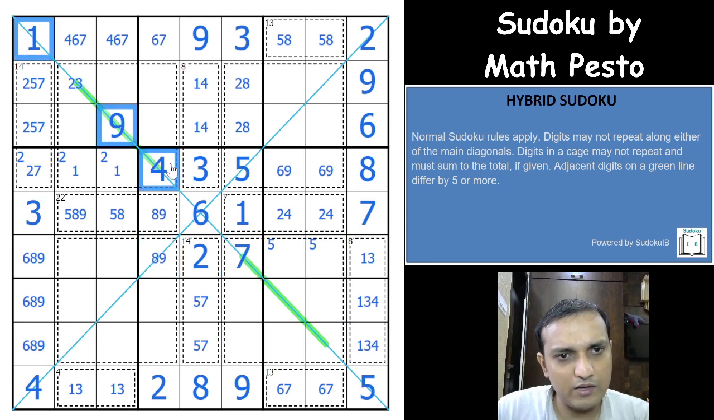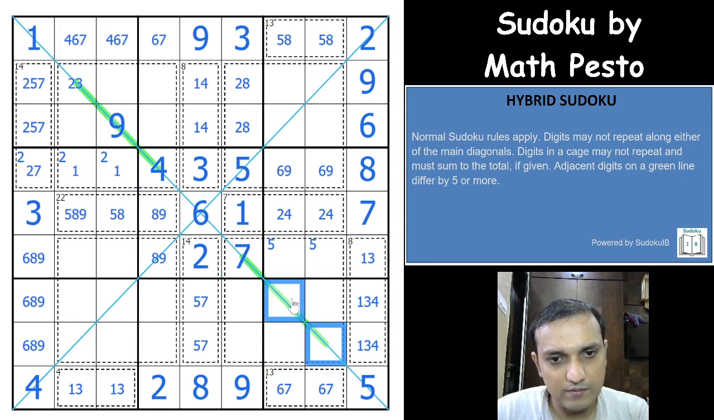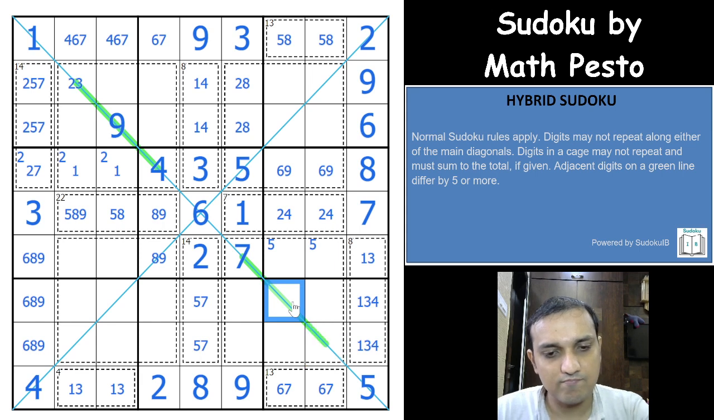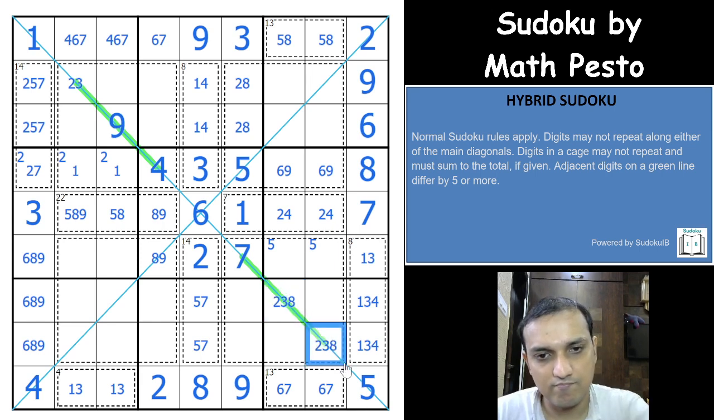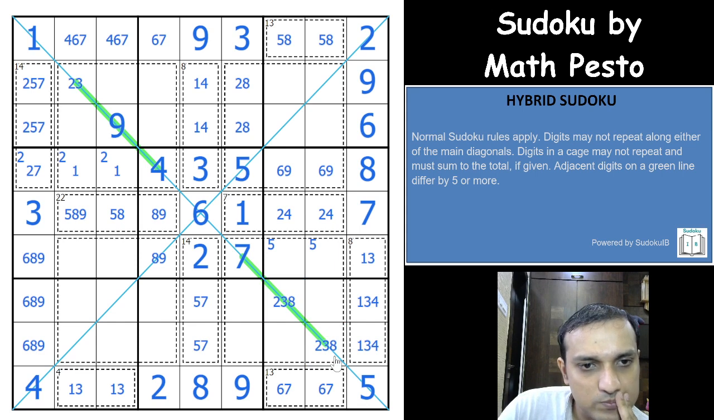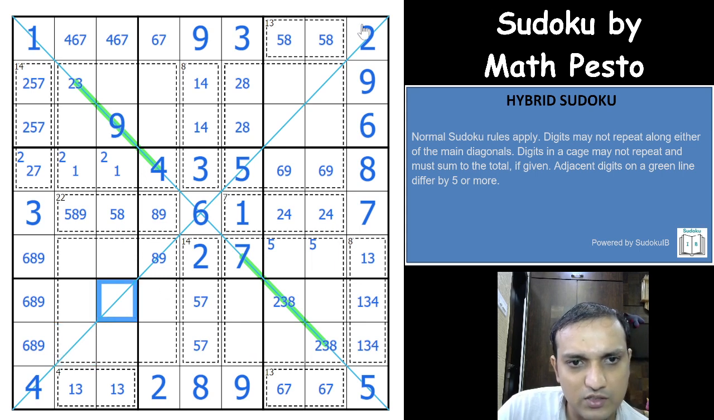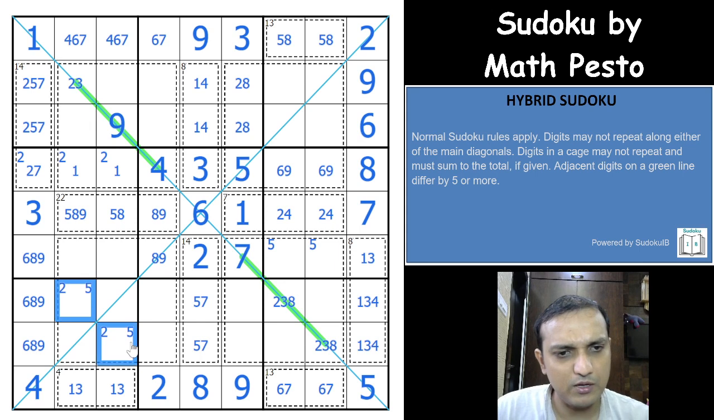So you have 1, 9, 4, 6, 7, 5, 2, 3 and 8, right? 2, 3 and 8. 5 cannot be in any of these 2 cells. 2 also cannot be in any of these 2 cells. So that's nice. According to the diagonal logic, 2 and 5 cannot be in any of these 2 cells. You cannot have 2 and 5 anywhere here. So these 2 cells are a 2 and 5 pair.